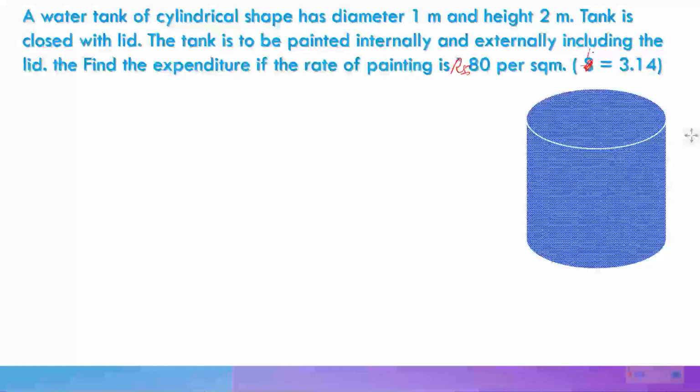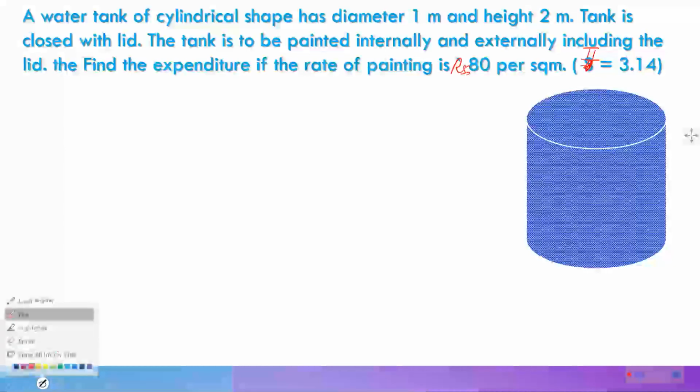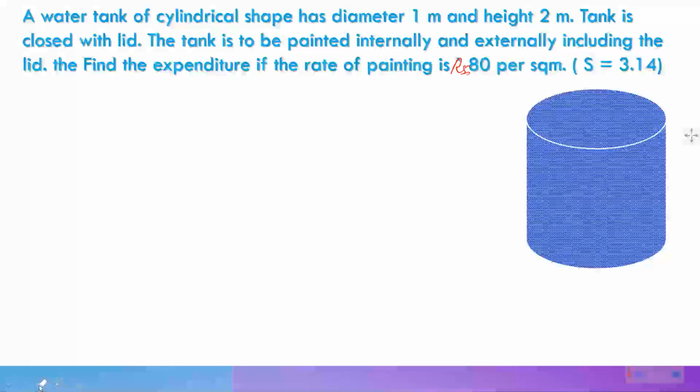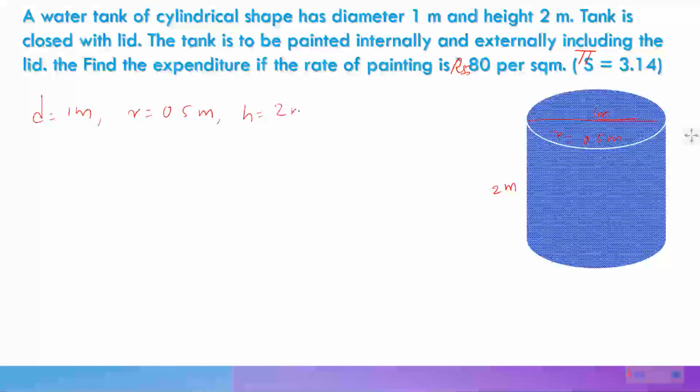Pi is equal to 3.14. They are helping you by giving the value of pi in this case. So a water tank in cylindrical shape is to be painted, with 1 meter diameter. That means we know that 0.5 meter is the radius, and height is given as 2 meter. All are in meters, no problem. And find the expenditure if it is 80 rupees per square meter. That is also in square meter, so the unit is not an issue. So we will write D is equal to 1 meter, so r is equal to 0.5 meter, h is equal to 2 meter. All these things are given.